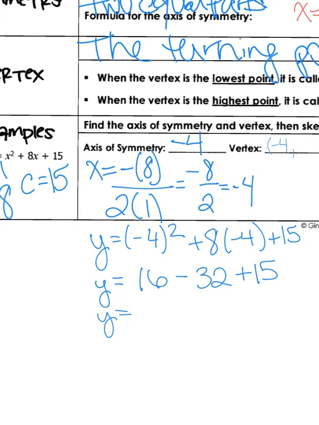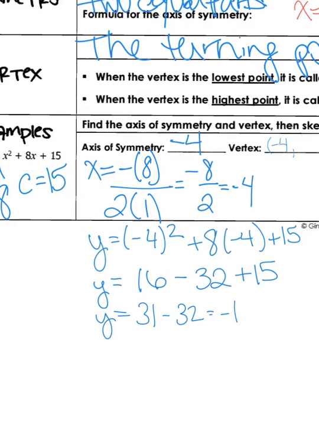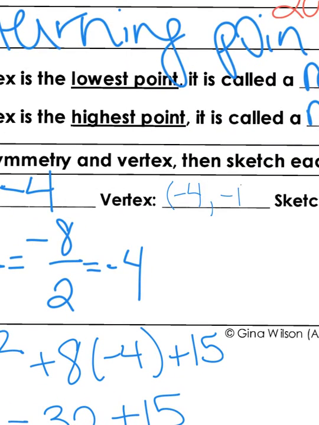So I've got y equals, so if I do 16 plus 15, I know that's 31 minus 32, and that would simplify to negative 1. So my vertex is negative 4, negative 1.